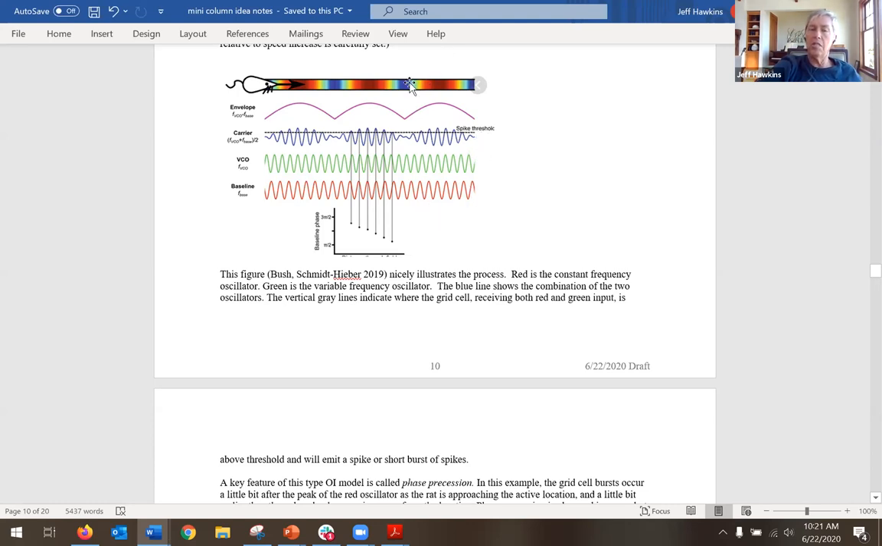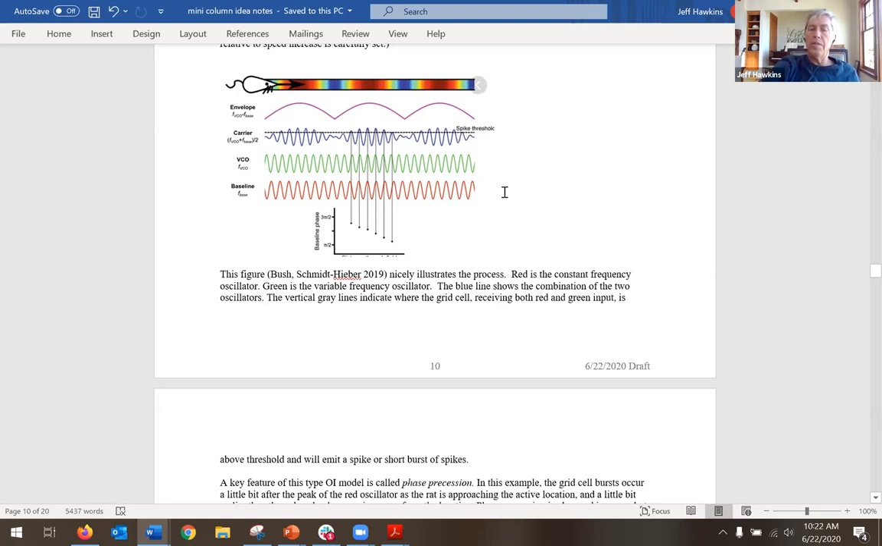But this is only one cell; it does not map the entire array. It doesn't talk about 2D. It has a whole bunch of questions that go on top of this. But this model is also highly recommended because it illustrates the precession idea, where a cell fires later as it's approaching its peak, and then fires earlier in the theta cycle as it recedes from it.